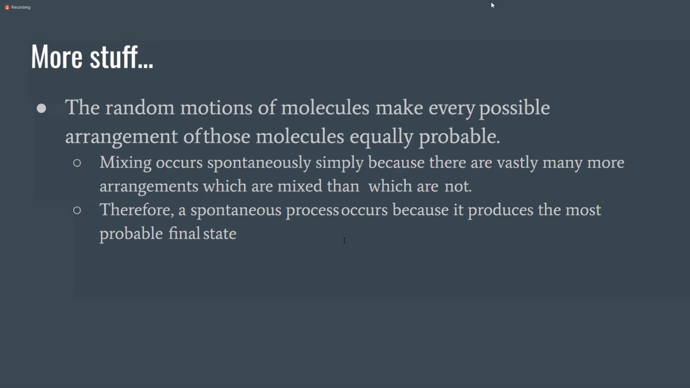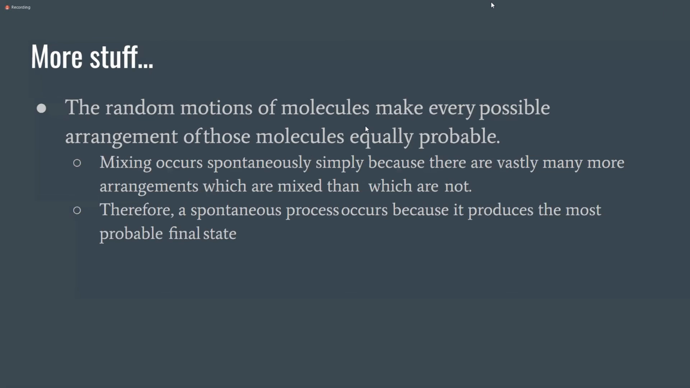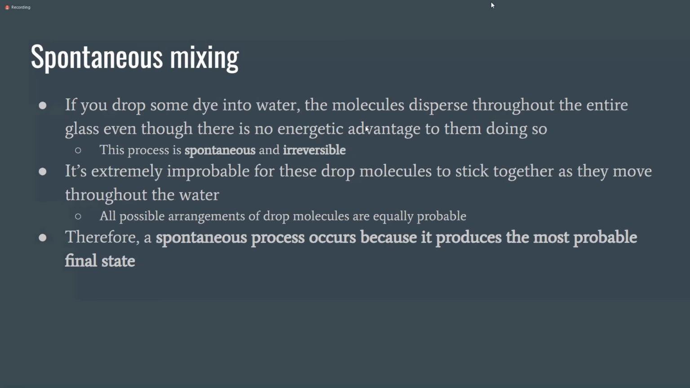All right, and then a little bit more, back to mixing. It occurs spontaneously because there's just way more arrangements of having mixing occur than having that one drop of blue dye stick together while it moves around that whole water glass. It's more likely to spread around and disperse just because it's the most random. And so from that, you can conclude that a spontaneous process occurs because it is just the most probable final state.